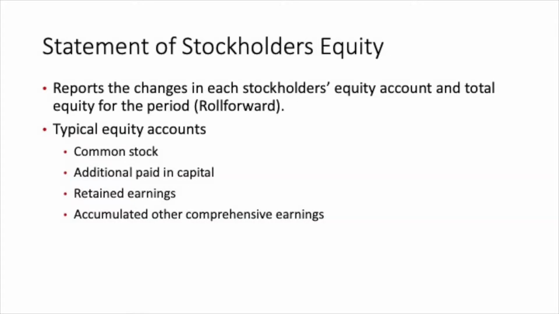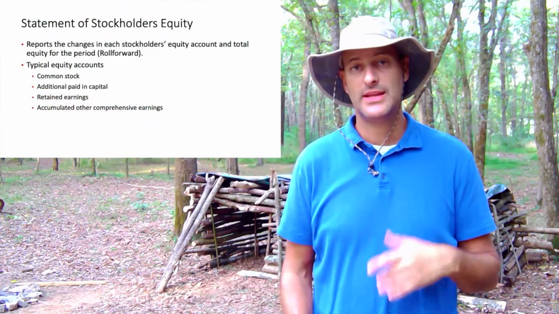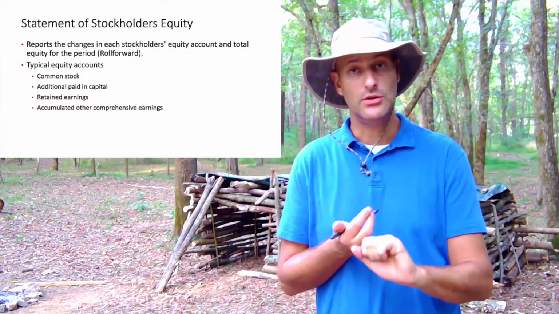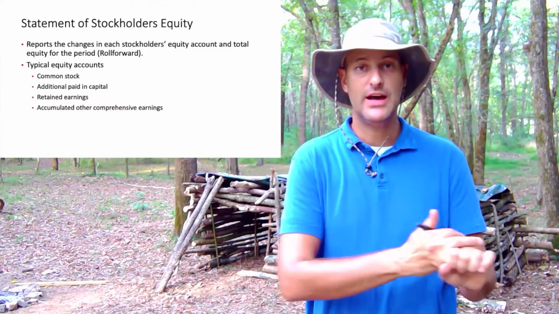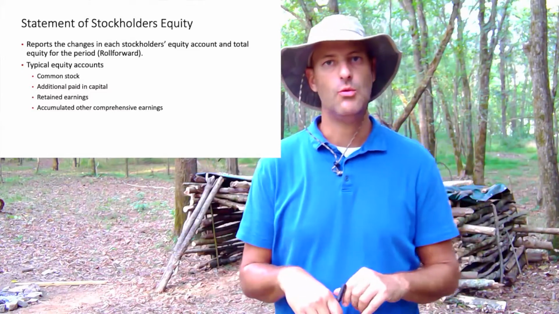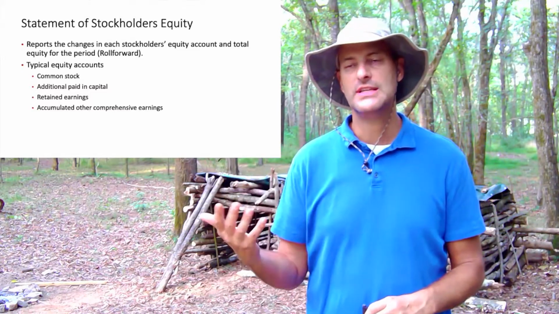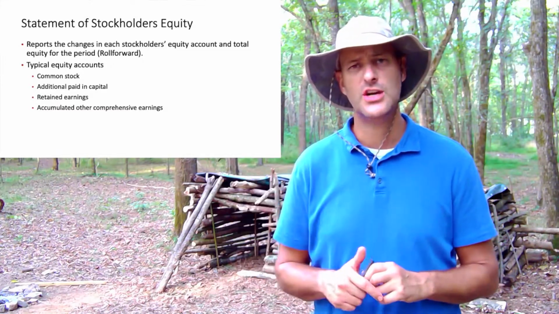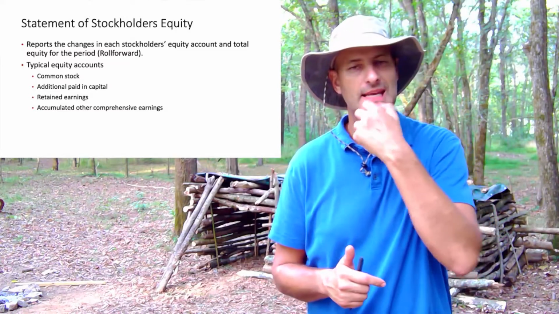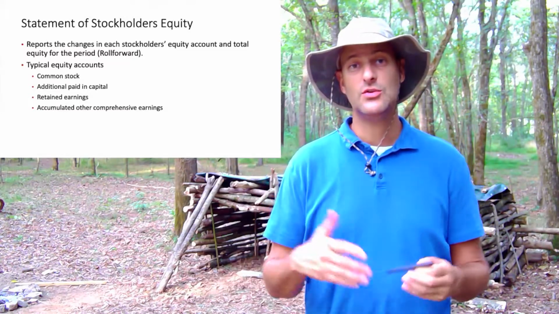So that leaves us off with the statement of stockholders' equity. The statement of stockholders' equity reports the changes in each stockholders' equity account and total equity for the period. This is, again, just a roll forward of all the equity accounts. So common stock, additional paid-in capital. Additional paid-in capital is the amount of money paid in addition to the par value of the common stock. Par value is usually something ridiculous like 1 cent per share. Most stocks shoot to IPO, let's say between $20 and $100 a share, depending on the company and whatever people are feeling that day. Anything in addition to 1 cent goes into additional paid-in capital.